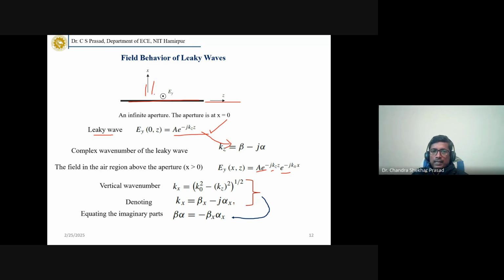So the vertical wave number, that is the wave number in the x direction, we can write as k naught square minus kz square, because k naught square must be equal to kx square plus kz square. There is no variation in the y direction, hence ky is 0. Similarly, we can denote this kx in terms of beta x minus j alpha x. Now, if you equate the imaginary parts, just put this here and this here and equate the imaginary part, we'll have beta alpha equal to minus beta x alpha x.